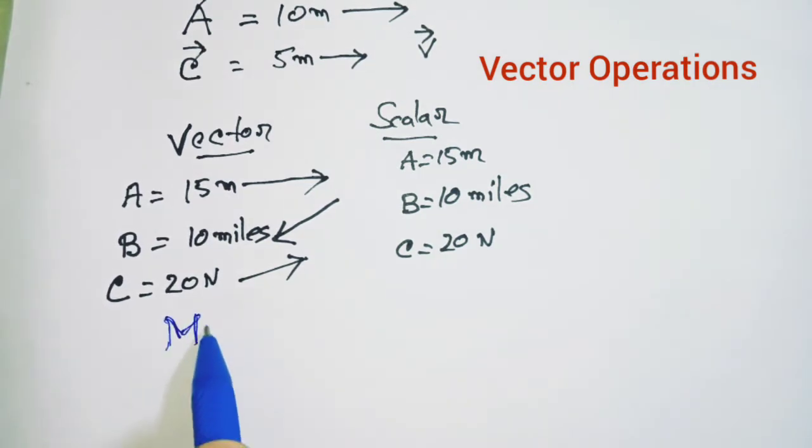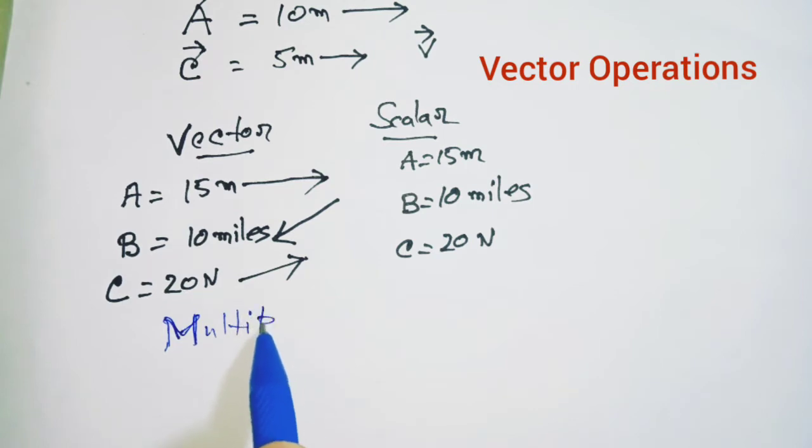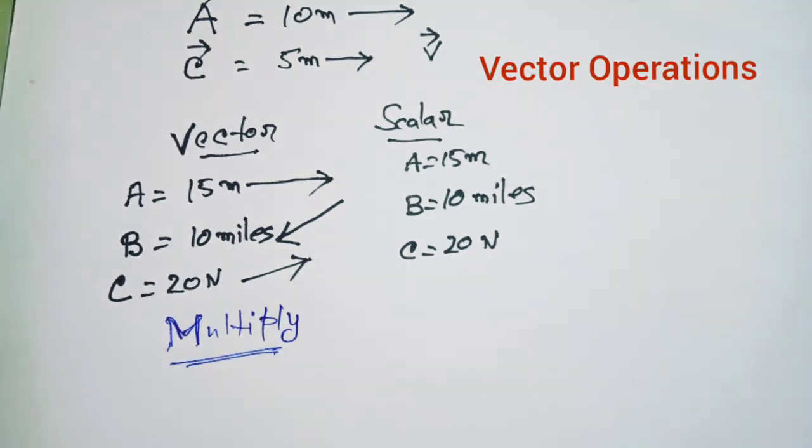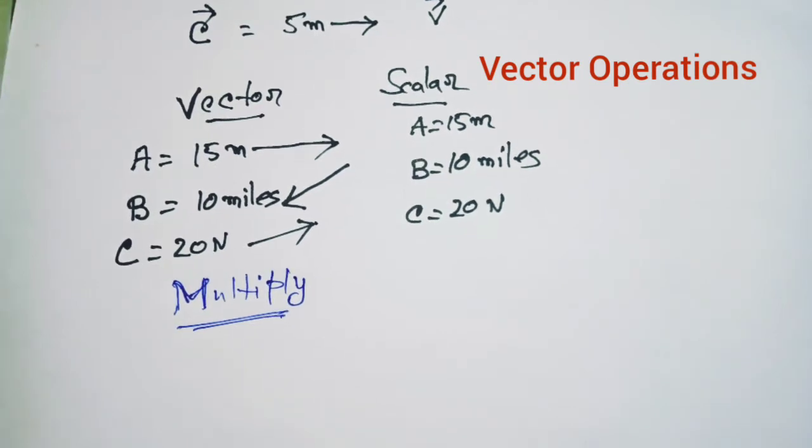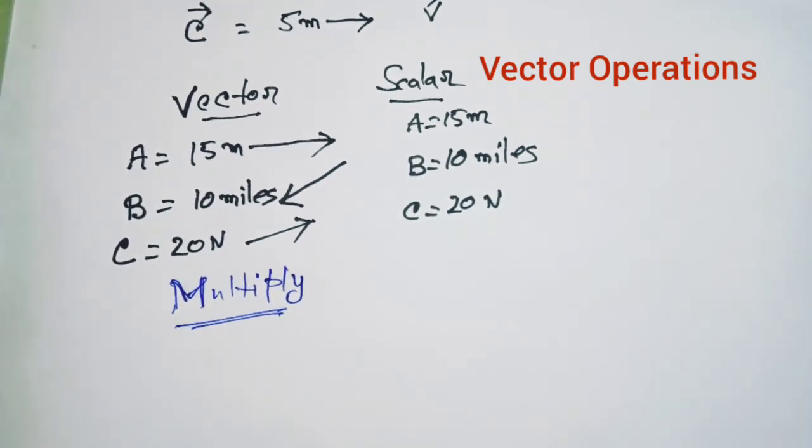So how do we multiply vectors? I will put it as multiply. Multiplying a positive scalar by a vector keeps the vector in the same direction, but it increases the magnitude. So let us see how it happens.